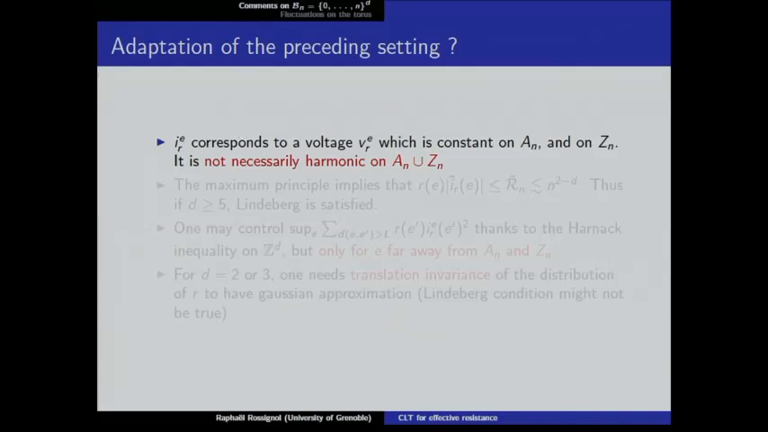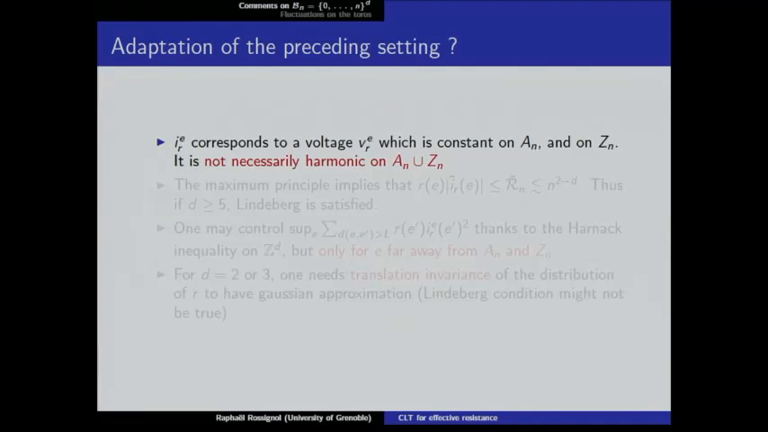So I wanted. So this slide is just to say why I cannot adapt this setting to the box. In fact, the optimal flow on the box corresponds to a voltage which is constant on which has the additional. No, sorry, excuse me.